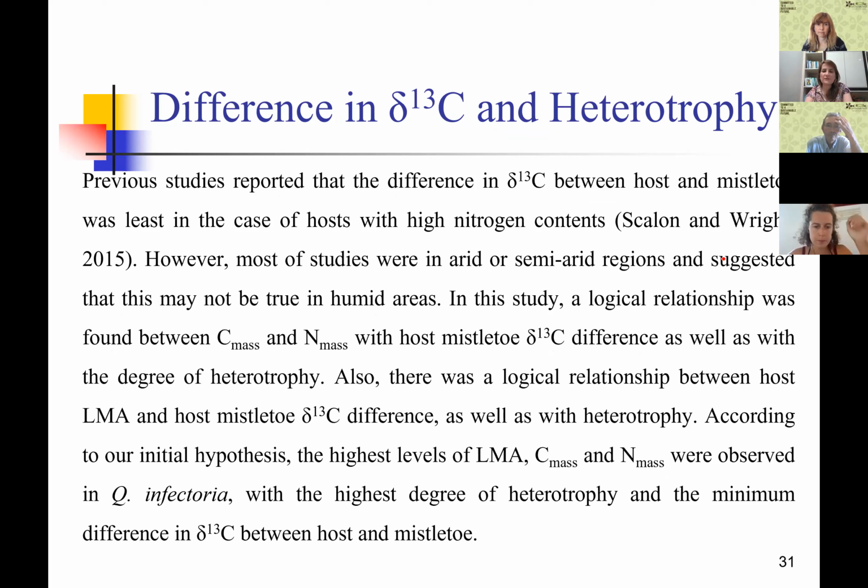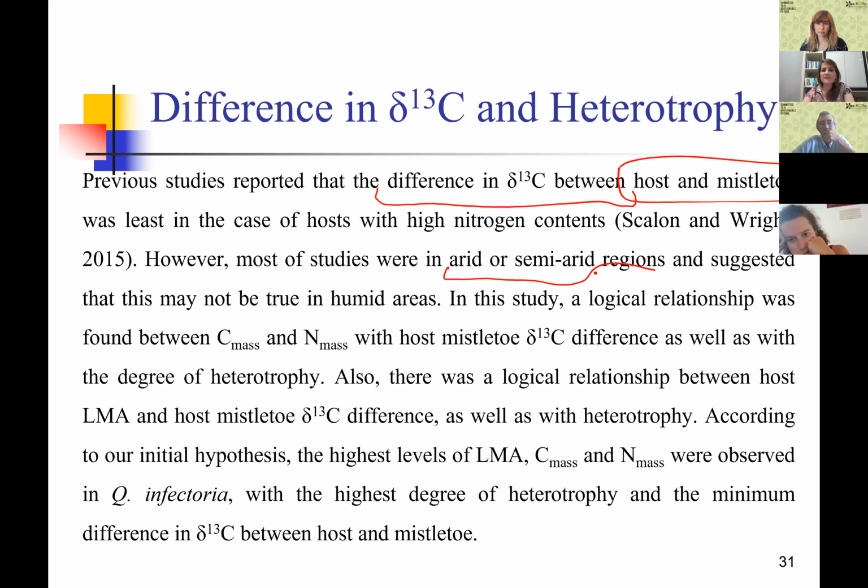Previous studies reported that the difference in delta 13C between host and mistletoe was least in the case of hosts with high nitrogen contents. However, most of the studies were in arid or semi-arid regions and suggested that this may not be true in humid areas. In this study, a logical relationship was found between carbon and nitrogen with host-mistletoe carbon-13 composition difference, as well as with the degree of heterotrophy.